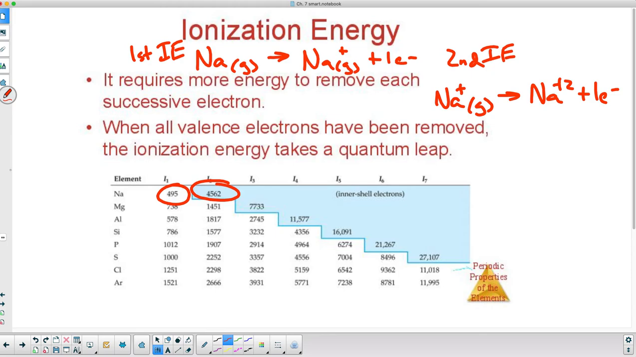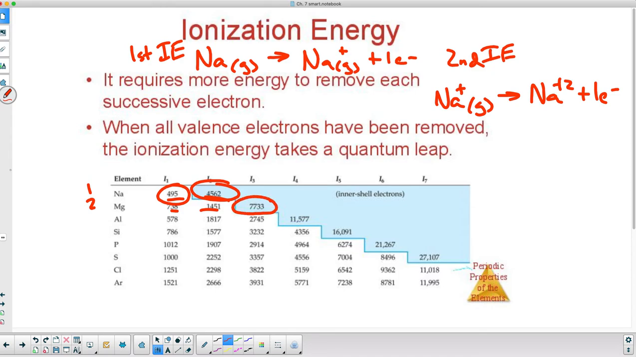When all valence electrons have been removed, the ionization energy takes a quantum leap. That means it takes a large step. That's what's in the blue. So if we go from a valence electron of 495 to an inner core electron, it goes to 4,562. So clearly there's a huge jump there, and that happens for all of them. Notice that sodium's in the first group, so it has 1 valence electron. Magnesium's in the second group, so it has 2 valence electrons. Notice that it doubles here pretty much, but then a massive jump when it goes for the first core electron.